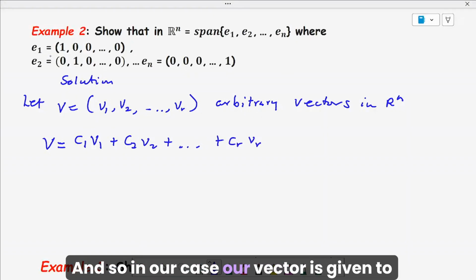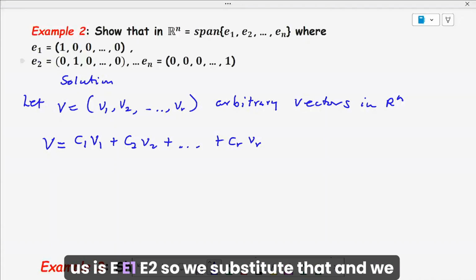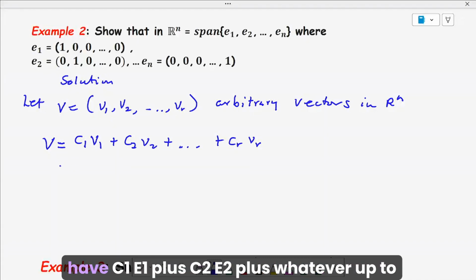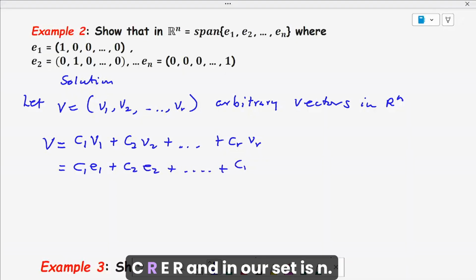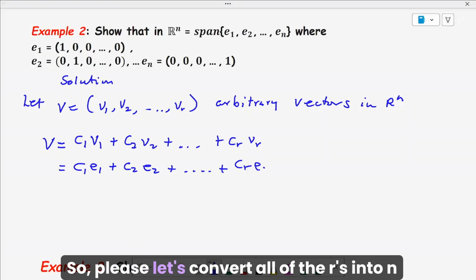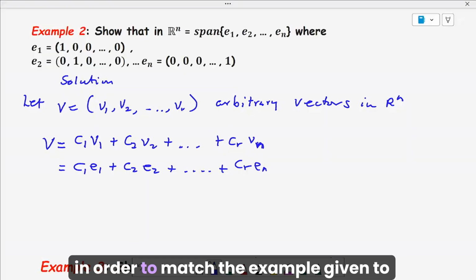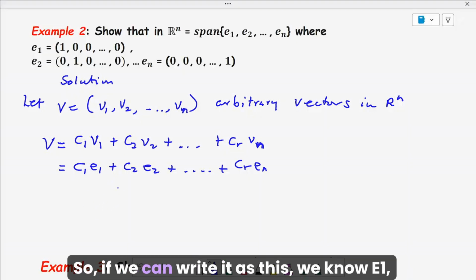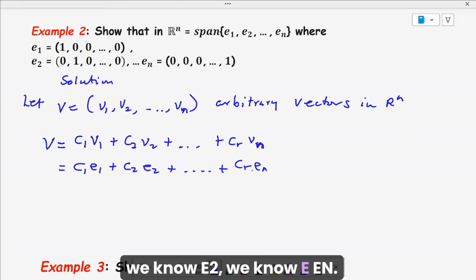In our case, the vectors given to us are e1, e2, so we substitute and we have c1 e1 plus c2 e2 up to cr er. Our set is n, so let's convert all of the r's into n to match the example given to us. So if we can write it as this, we know e1, e2, en.